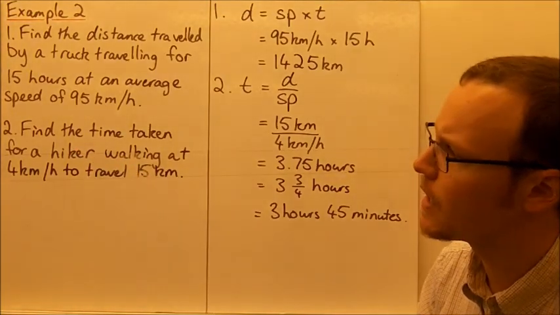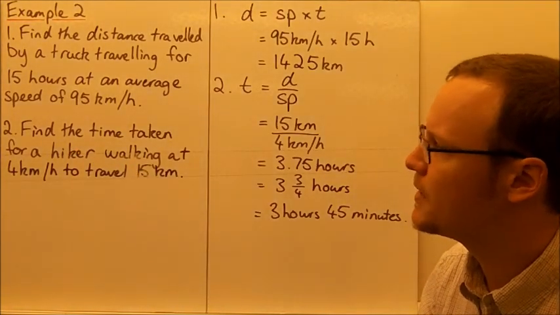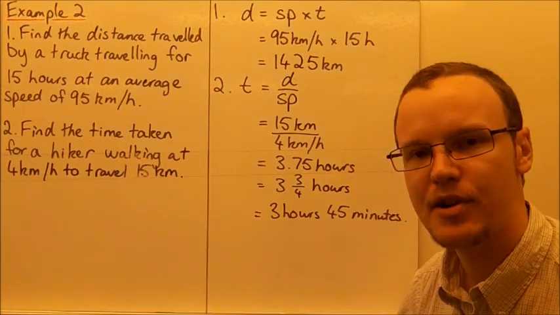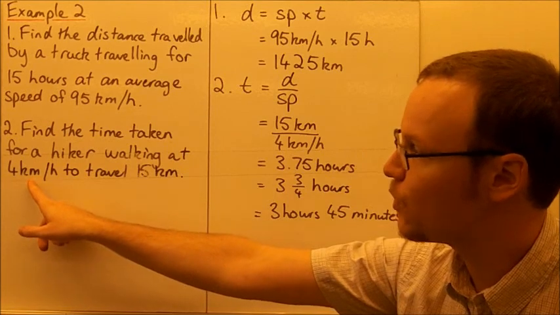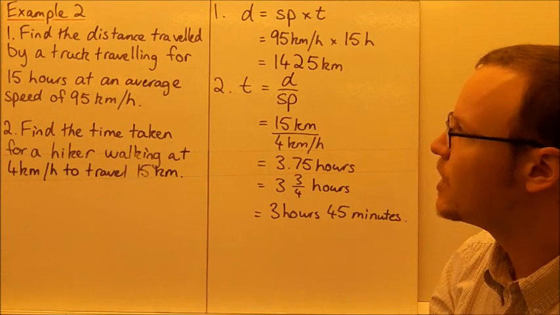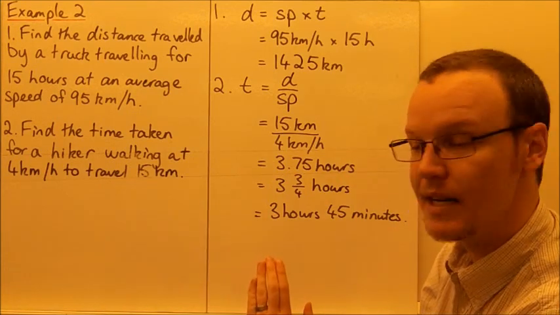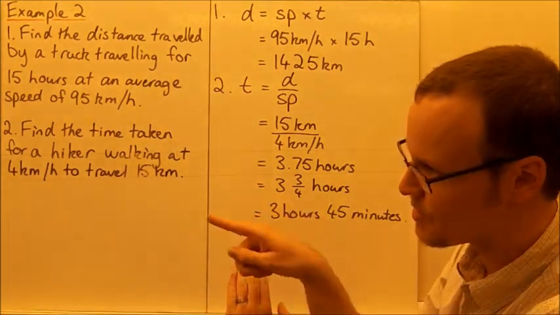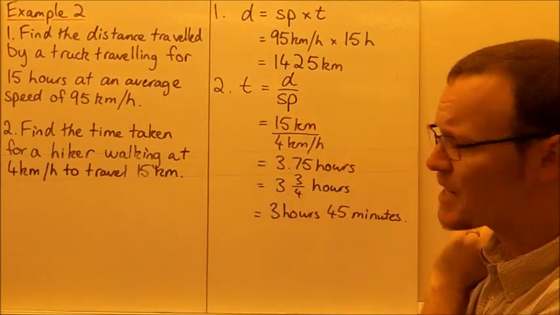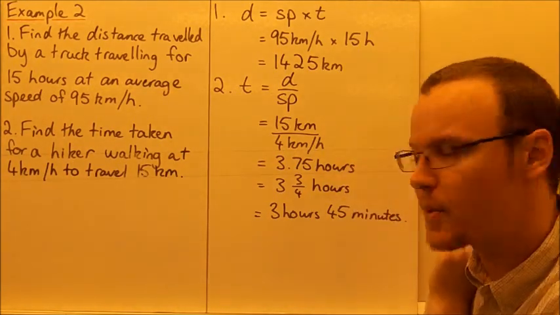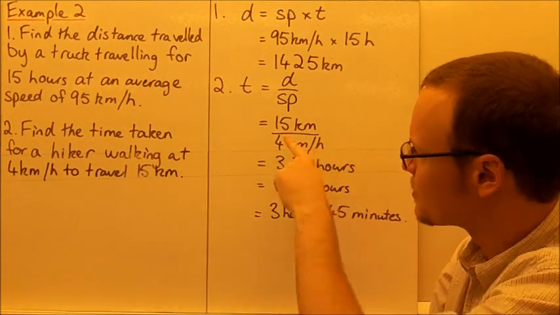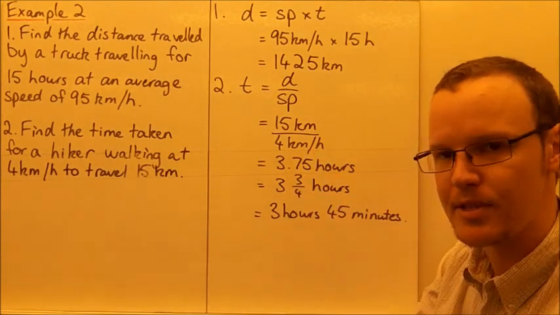For our second one, looking at another hiker, this time she's walking at 4 kilometres per hour to travel 15 kilometres. So if we cover up time on our triangle, we're left with distance divided by speed. So time equals distance divided by speed. Once again, they're in the same units, kilometres and kilometres per hour. So that means our time will be in hours. So 15 kilometres divided by 4 kilometres per hour is 3.75 hours.